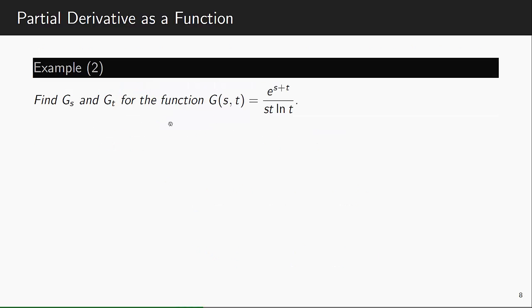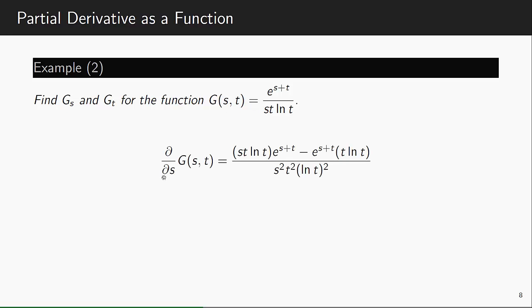We'll do another example here. Find g sub s and g sub t, so these are another notation for partial derivatives here for this function. Let's start with g sub s. So we take the partial derivative. Well, we're going to have to use the quotient rule on this. So here's the bottom times the derivative of the top. Of course, the derivative of the exponential is just the exponential, and the chain rule just gives a 1, minus the top times the derivative of the bottom. S is our variable. You differentiate s, you just get 1, so that's just t ln of t over the square of the denominator.